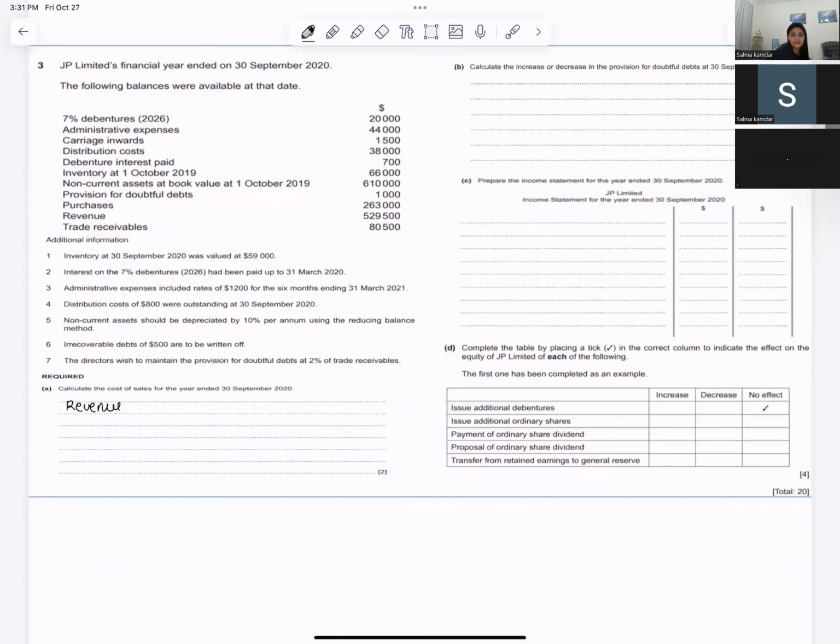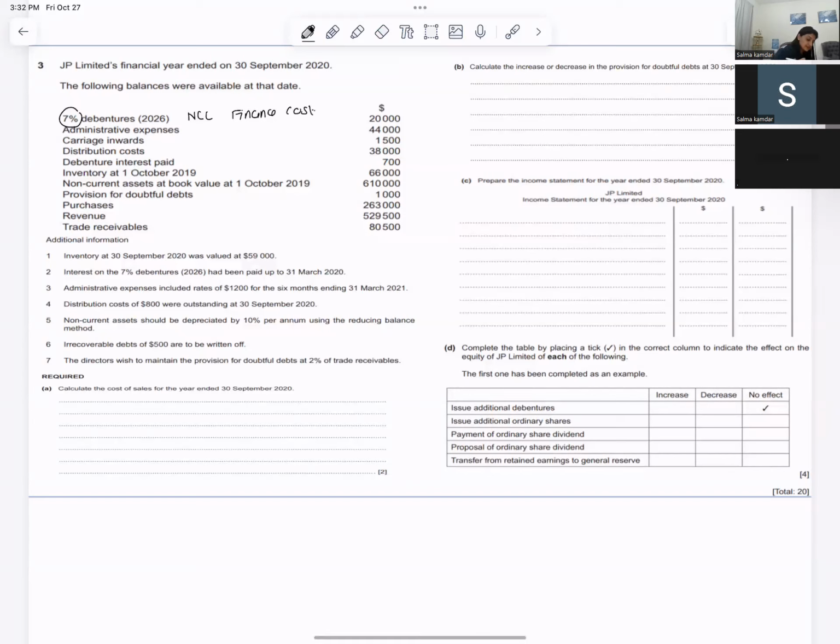Before I go to anything, what I will do is read the question and see what will go where, so I exactly know where the things are. 7% debentures, where will this go? Non-current liabilities, statement of financial position. But the interest on debentures, where will it come? In the income statement, under finance cost.